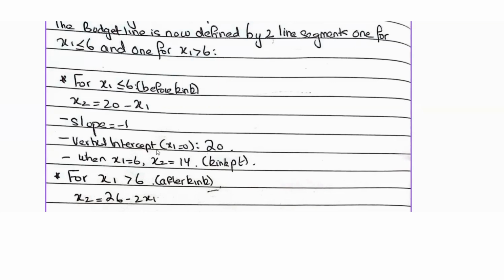And the vertical intercept we know would be where x1 is 0, so x2 is 20. And then from here we can identify the kink point. We know the kink occurs at 6 because after buying the 6 pair of pants, the price changes. So the kink point is when x1 is 6, so x2 is 14.